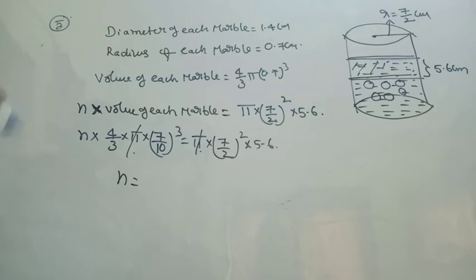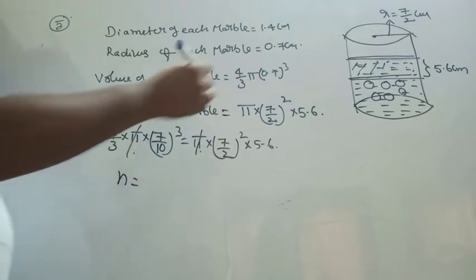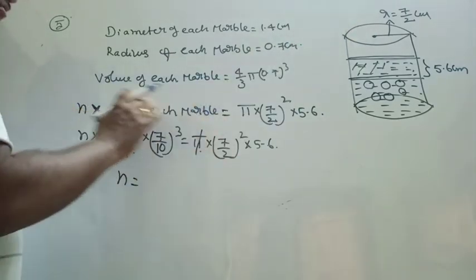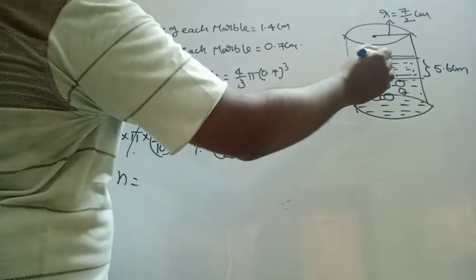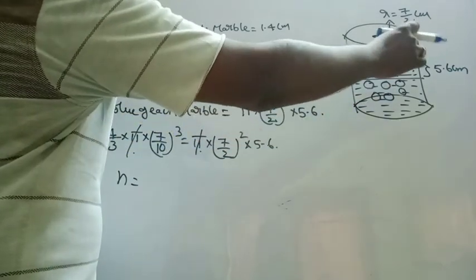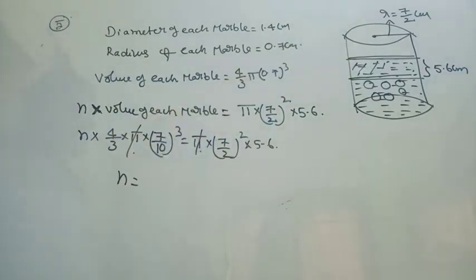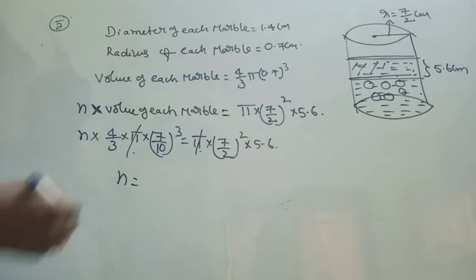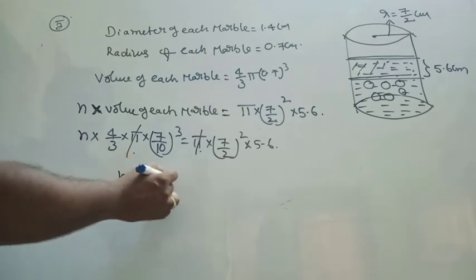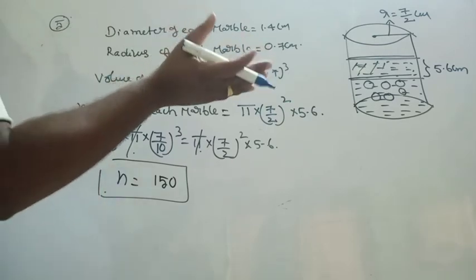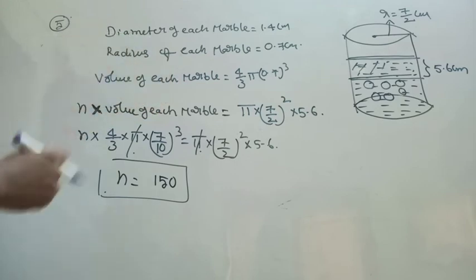After pouring the marbles, the volume was raised by 5.6 centimeter. Therefore, the volume of n marbles is equal to the volume of the water that was raised by height 5.6 centimeter. If you simplify, my dear students, you will get n is equal to 150. There are 150 marbles dropped such that the water level rises by 5.6 centimeter in that cylindrical beaker. Very nice problem. Please make note of it.